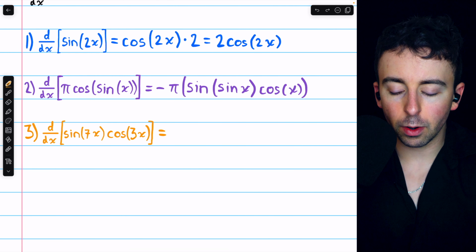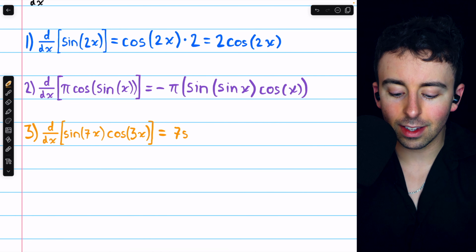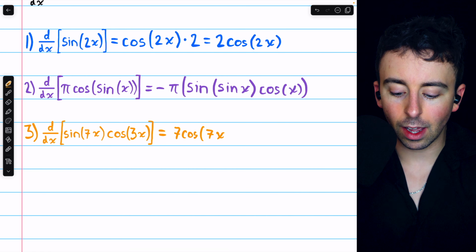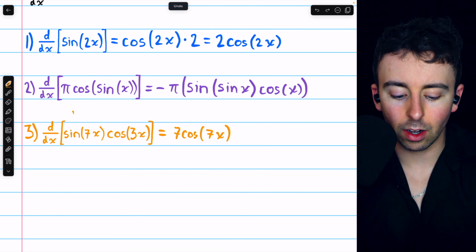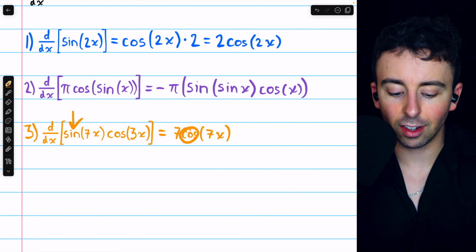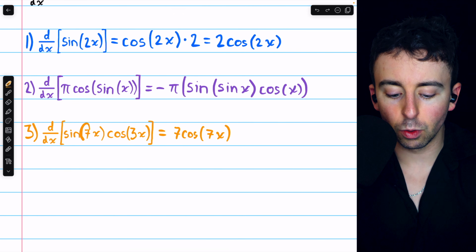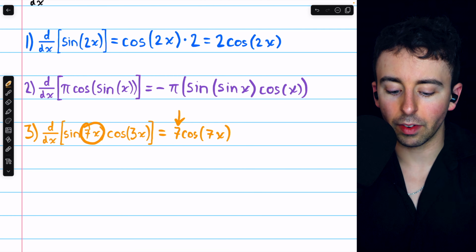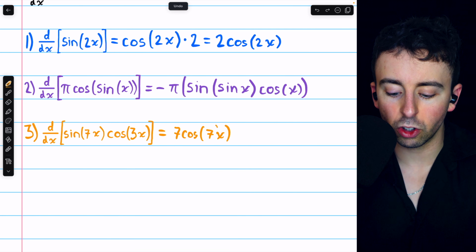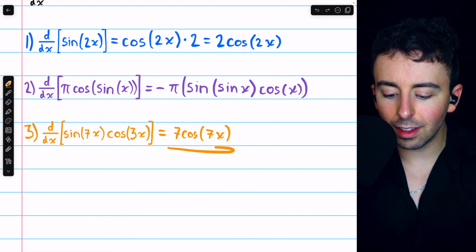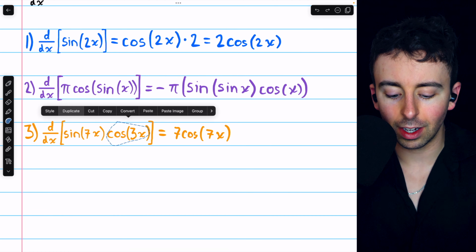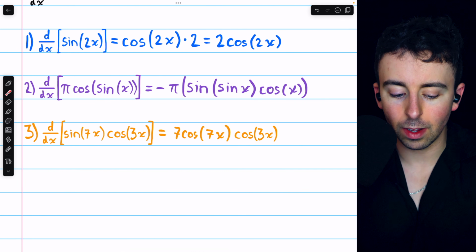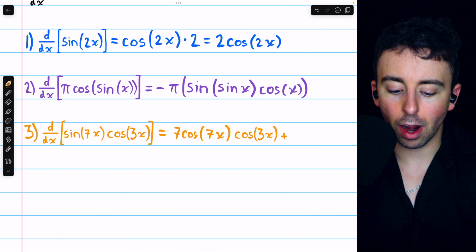The derivative of the first function, sine of 7x, is 7 times cosine of 7x. That's because this function is itself a composite function, so we begin with the derivative of the outside, that's cosine, and then multiply by the derivative of the inside. The derivative of 7x is 7, and of course we don't change the inside function. So that's the derivative of the first function, and then we also need to multiply it by the second function. This is our f prime g. Then we need to add g prime f.